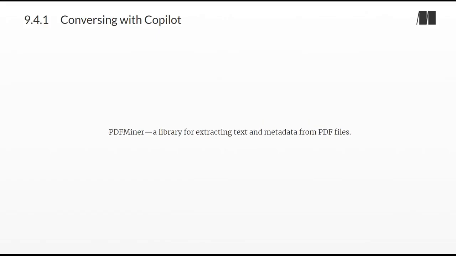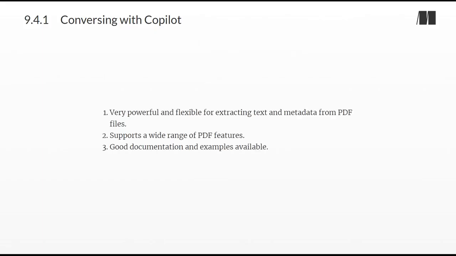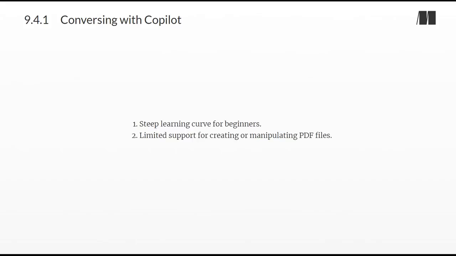PDFminer, a library for extracting text and metadata from PDF files. Strengths: 1. Very powerful and flexible for extracting text and metadata from PDF files. 2. Supports a wide range of PDF features. 3. Good documentation and examples available. Weaknesses: 1. Steep learning curve for beginners. 2. Limited support for creating or manipulating PDF files.